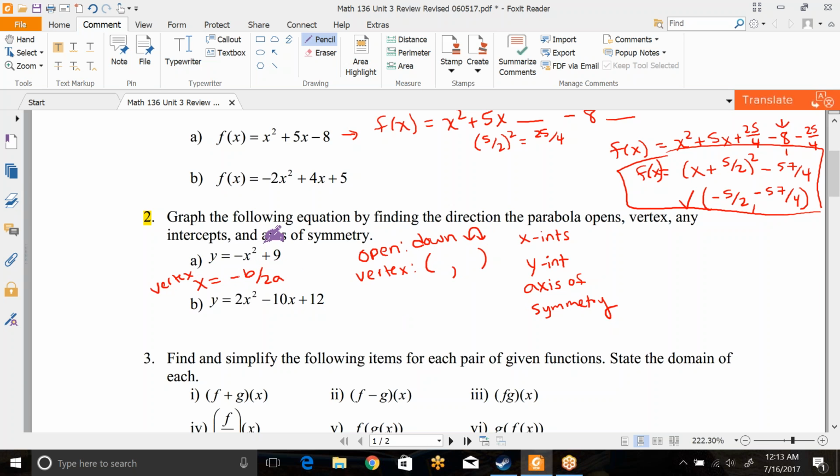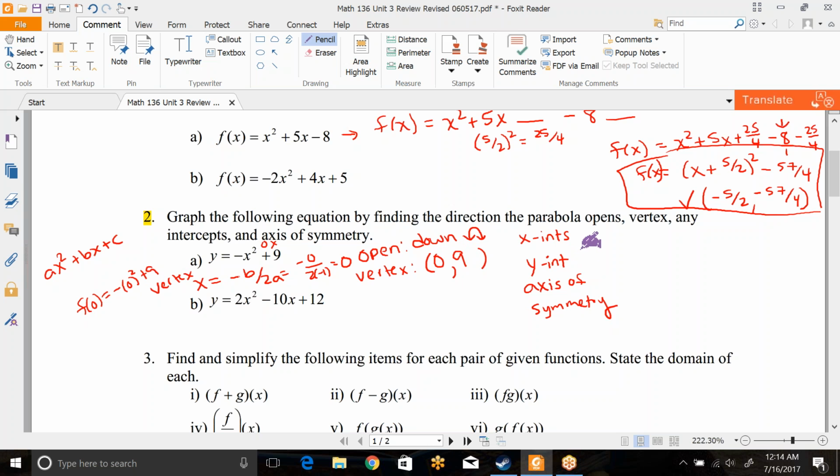The problem is you don't have a b coefficient here. There's no x term. So a lot of students will use the 9 as the b, but it's not the b. Remember, in this format, ax squared plus bx plus c, the b term has to have x to the first power. So this is actually negative 0 over 2 times negative 1, which is just going to end up being 0. And then we plug in 0 to find the y value. So f of 0 equals negative 0 squared plus 9, so that's just going to be 9.